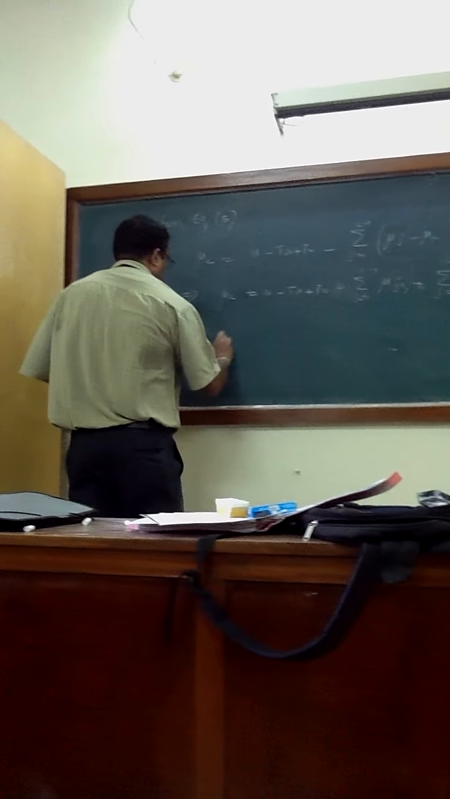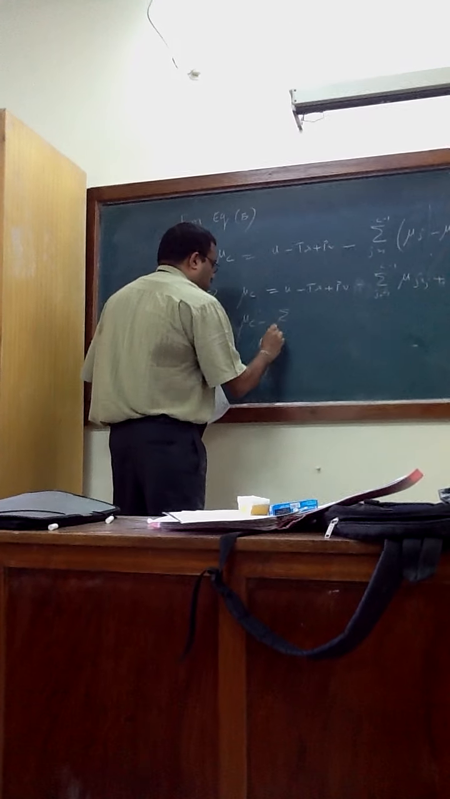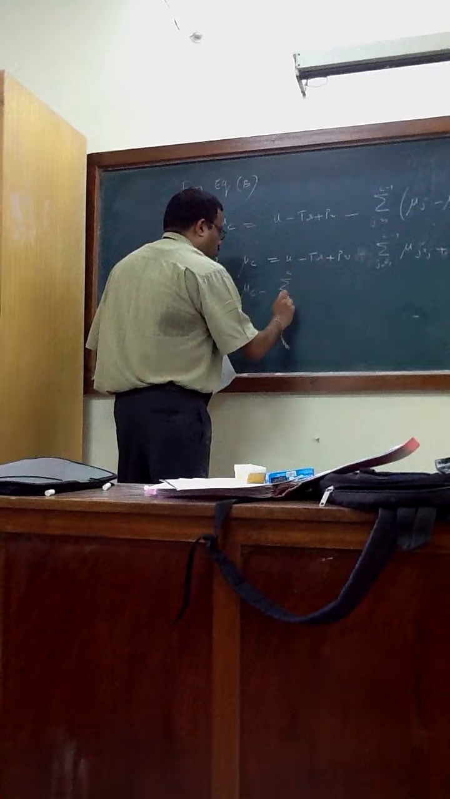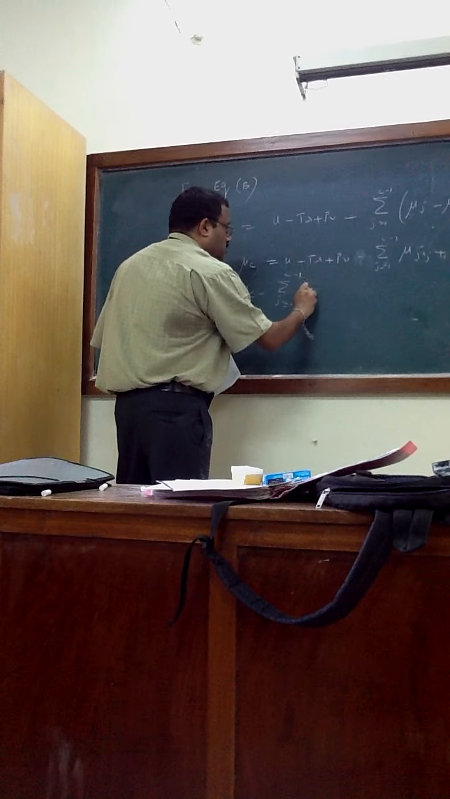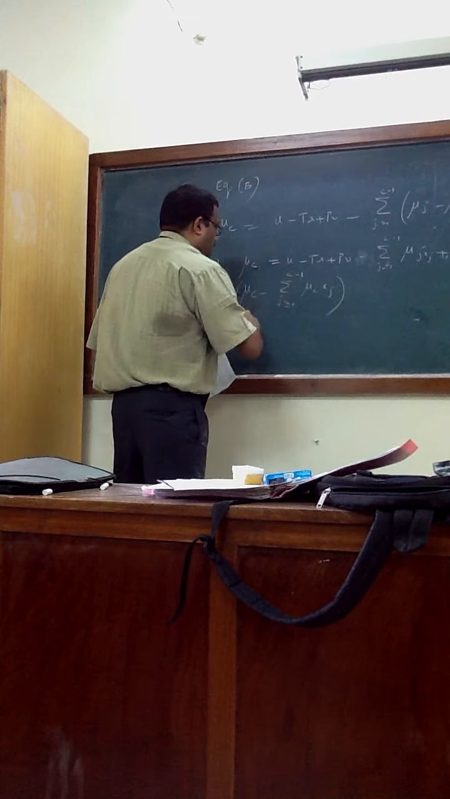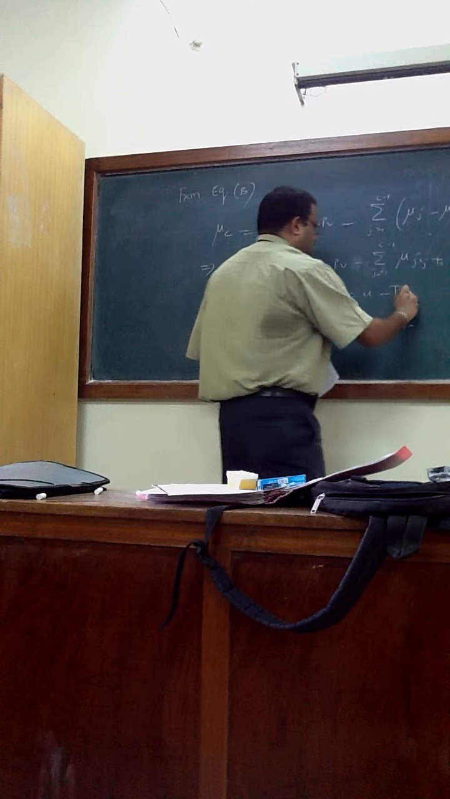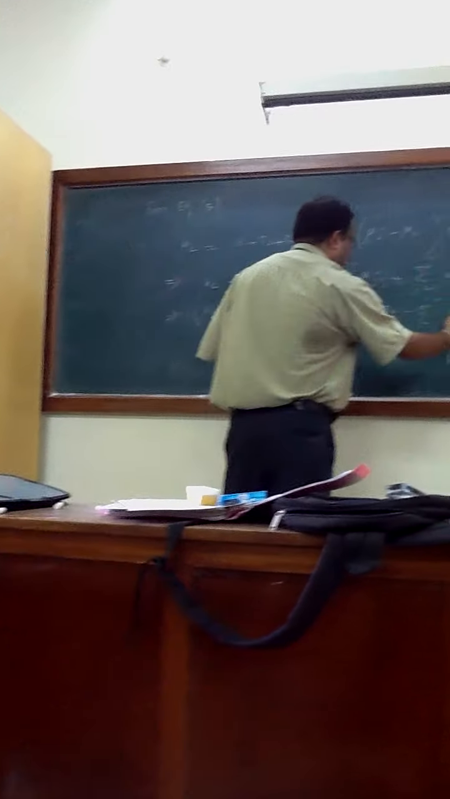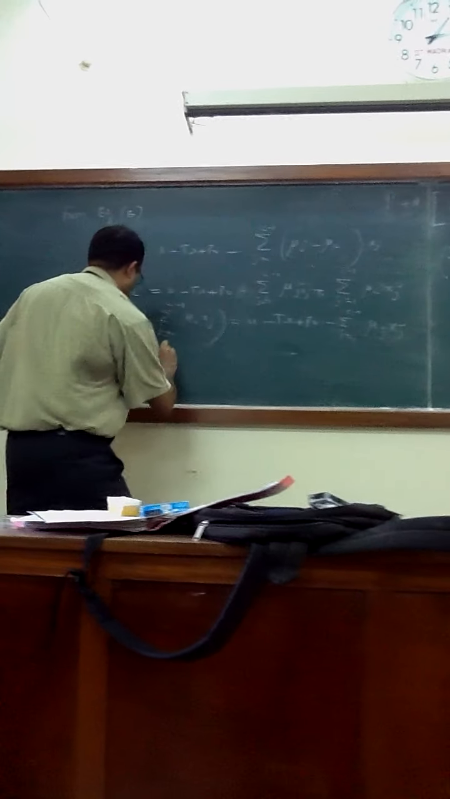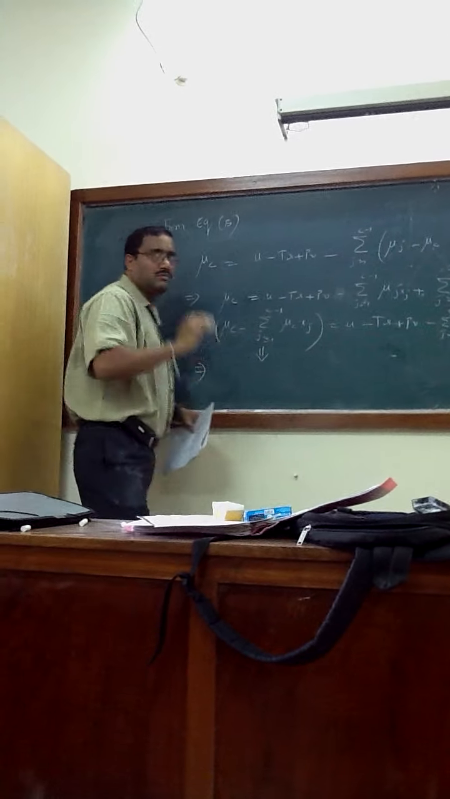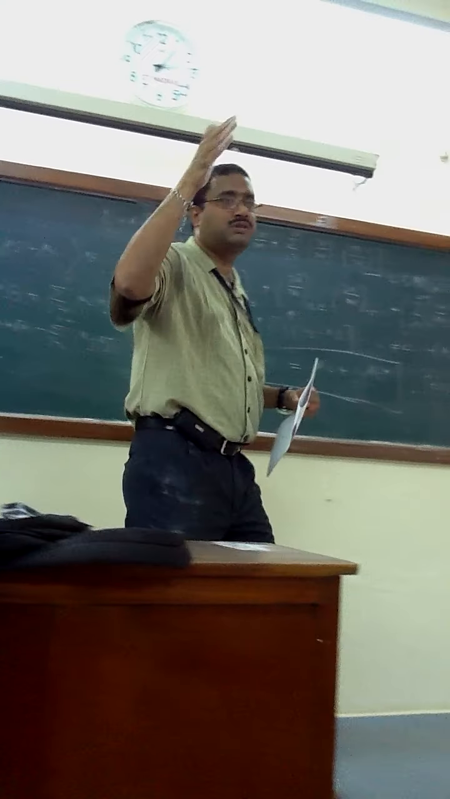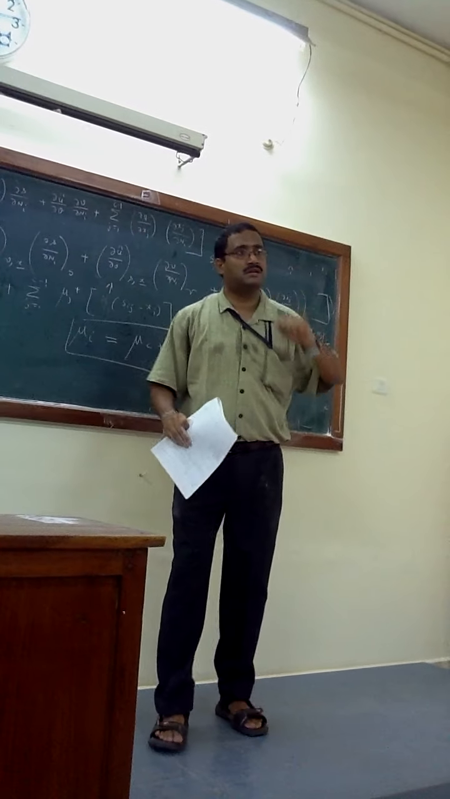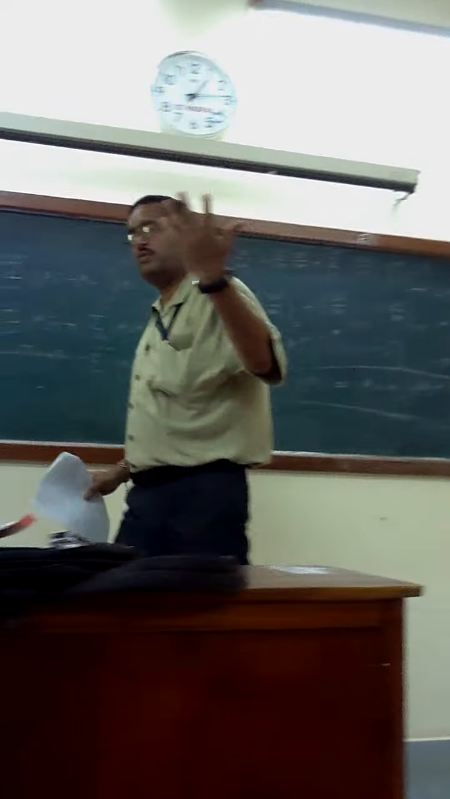What I am saying is that mu_c minus summation j equals 1 to C minus 1 of mu_c x_j equals U minus TS plus PV minus summation j equals 1 to C minus 1 of mu_j x_j. What is this term? Raise your hand. Please don't prompt. Yes, sir. Mu_c into x_c.